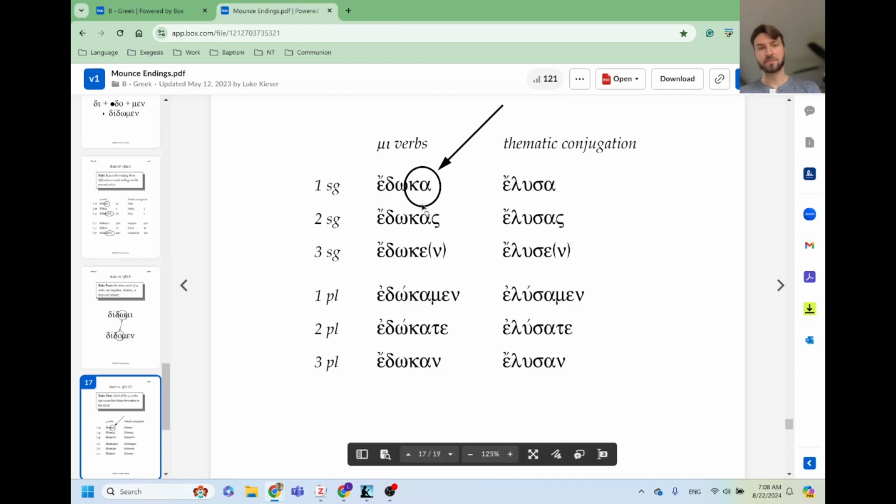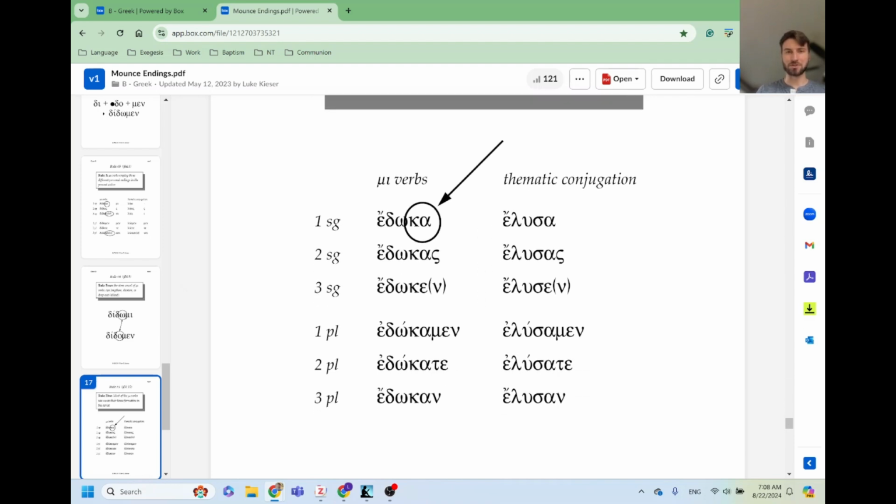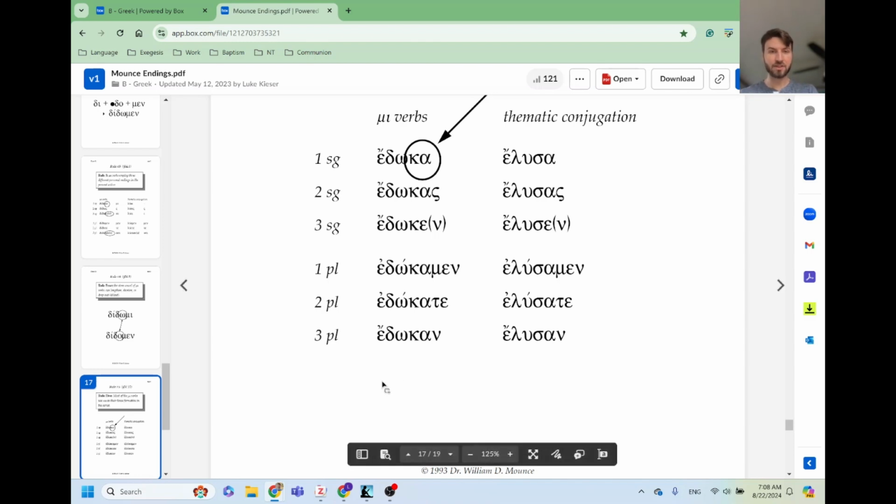And so just be aware of this. You might see ka rather than sa with me verbs. So those are the 5 rules of me verbs. If you get these down, or at least know that these exist, it's probably good to memorize them. Hopefully this will make me verbs easier, or at least not as scary.